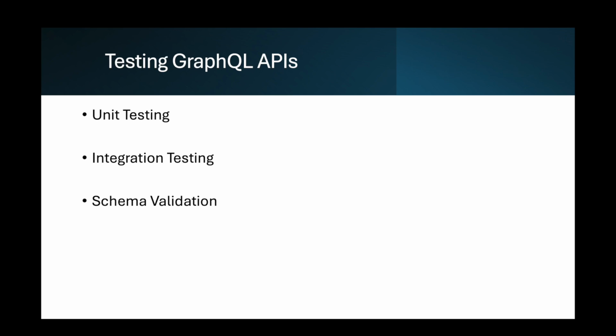First is unit testing. Write your unit tests for individual resolver functions to ensure that they behave as expected and handle edge cases correctly. Second is integration testing. Perform integration tests to verify that your GraphQL API behaves correctly when interacting with the underlying data sources and dependencies. And the last one, schema validation. Validate your GraphQL schema against a schema registry or schema linting tool to ensure consistency and correctness.